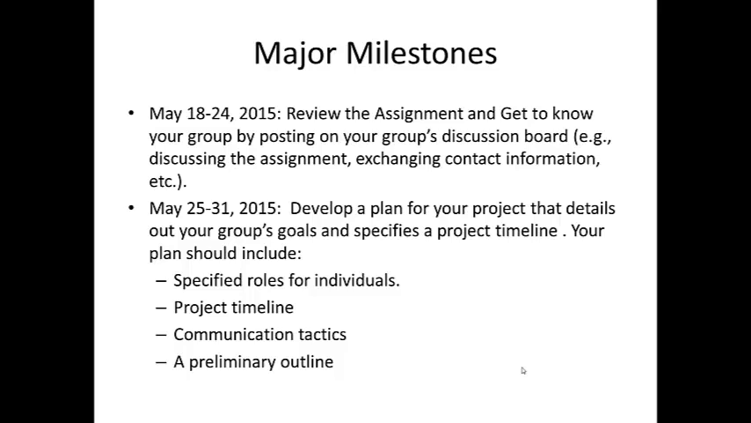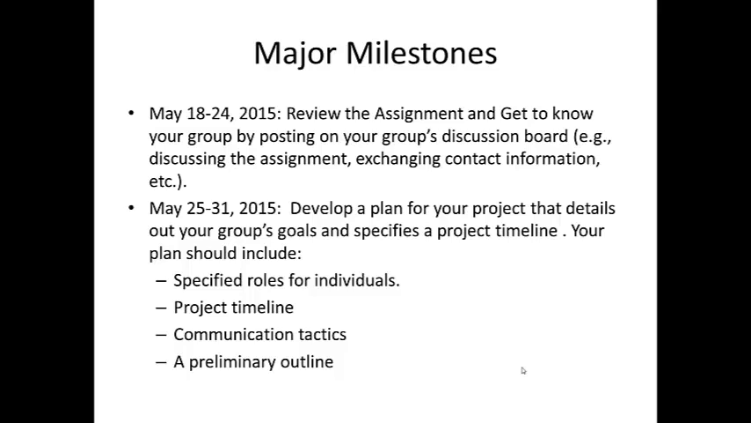Now, if you look on the assignments section of Blackboard for this assignment, or if you look in your file exchange and look at this assignment, you will see that I have a basic timeline for how you should be approaching this project. And so last week you were supposed to review the assignment and get to know your group members in your group's discussion board. This week you should be developing a plan for your project with your group.